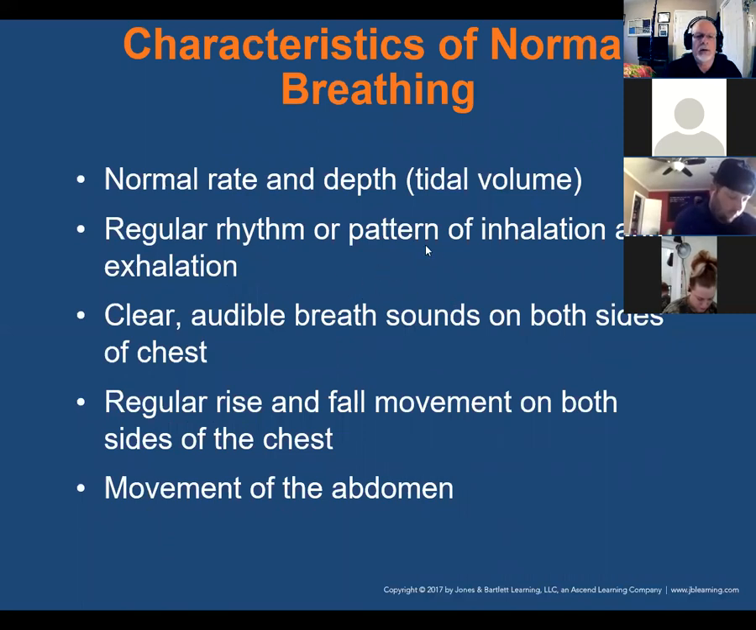Characteristics of breathing: normal rate and depth. Does our patient have really shallow respirations, just barely moving any air, or really deep ones where they're moving a lot of air? So what is the characteristic of the breathing? And then what is the rhythm or the pattern of inhalation and exhalation?